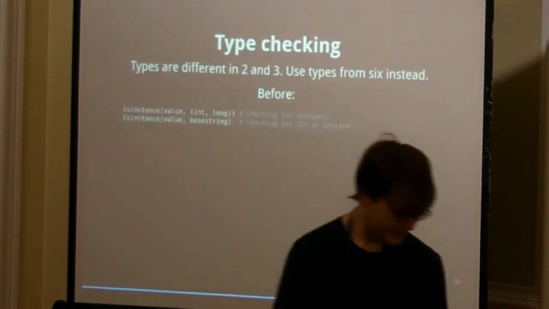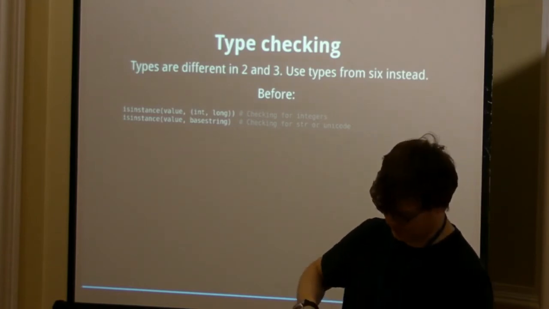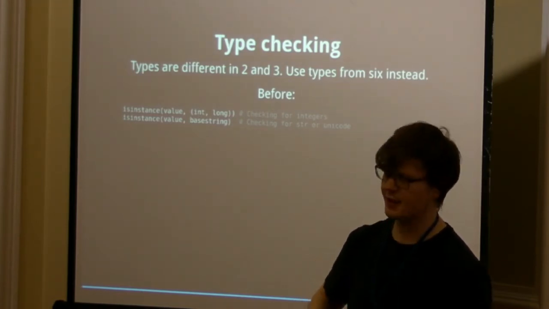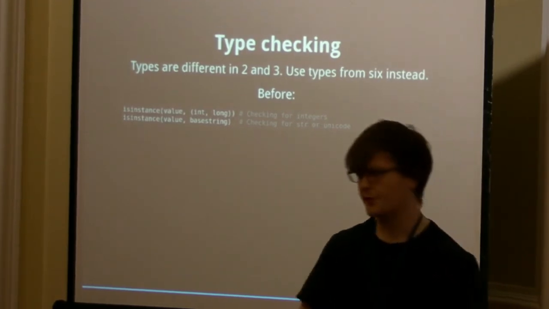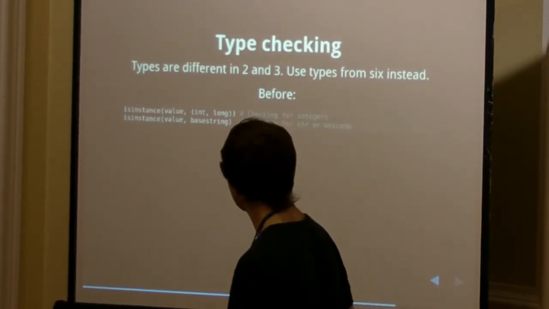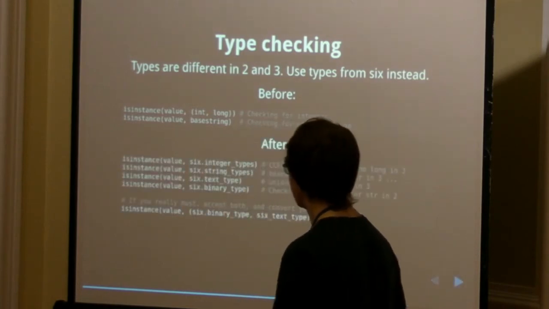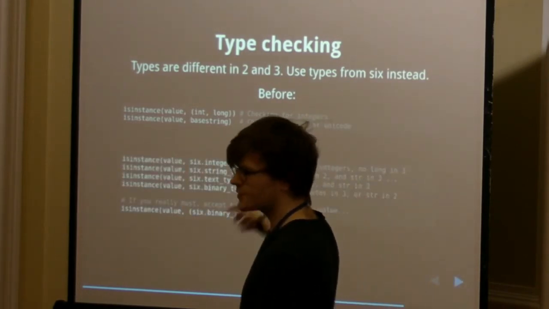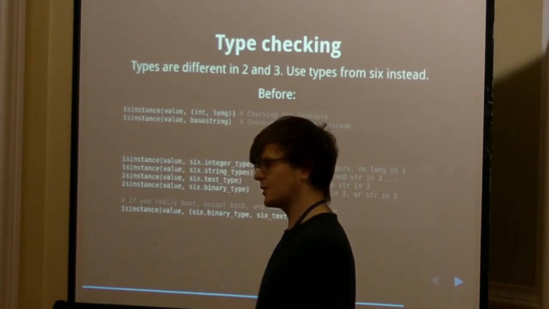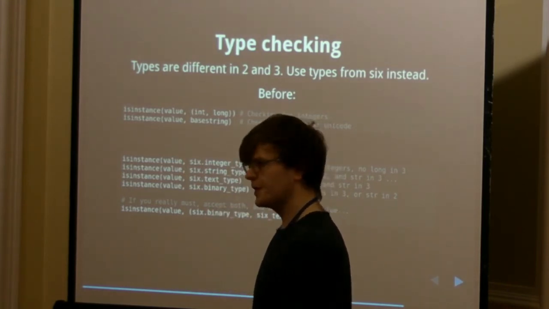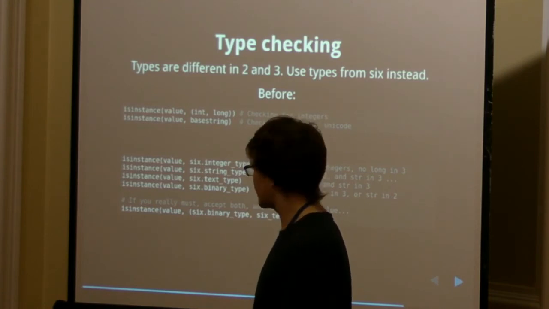Type check. The types are different in Python 3. It used to have int and long in Python 2: if you have longer integers, you get long. You have str and bytes, and basestring is the base of both. What you should do instead is use six's integer types. It'll give you int or long in 2, and only int in 3. So it'll be nice and compatible for checking your types there.